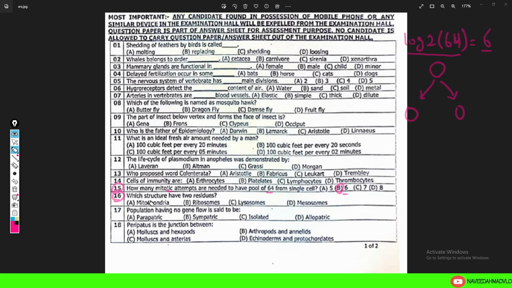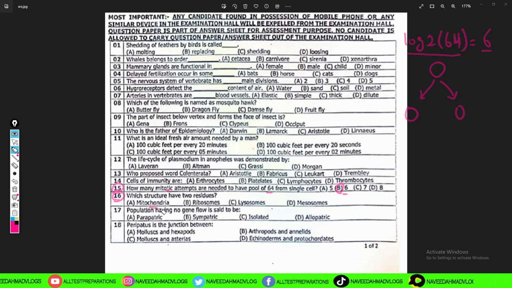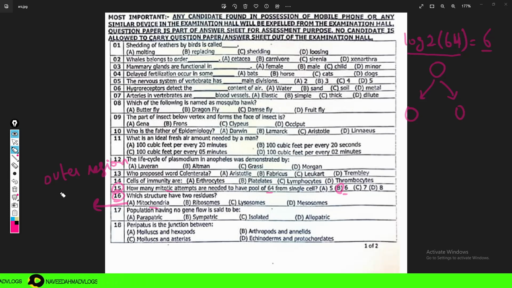Question number 16 is, which structure has two residue? Option A, mitochondria. Option B, ribosomes. Option C, lysosome. And option D, mesosome. The first one is mitochondria, which is a double membrane bounded organelle, and it has two divisions. Their structure contains two regions, outer region and inner region. Mitochondria are known as the powerhouse of the cell, and they are responsible for production of energy.